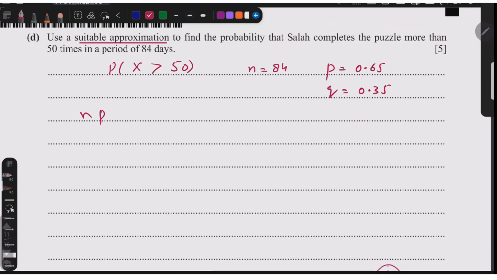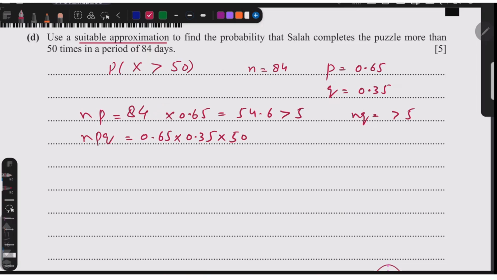Then np is equal to 0.65 into 0.35, which is greater than 5. And even if you find the nq value, that would also be greater than 5. Then we find the variance, 84 into 6, sorry, and the answer would be equal to 19.11. So X is normally distributed with mean and variance.